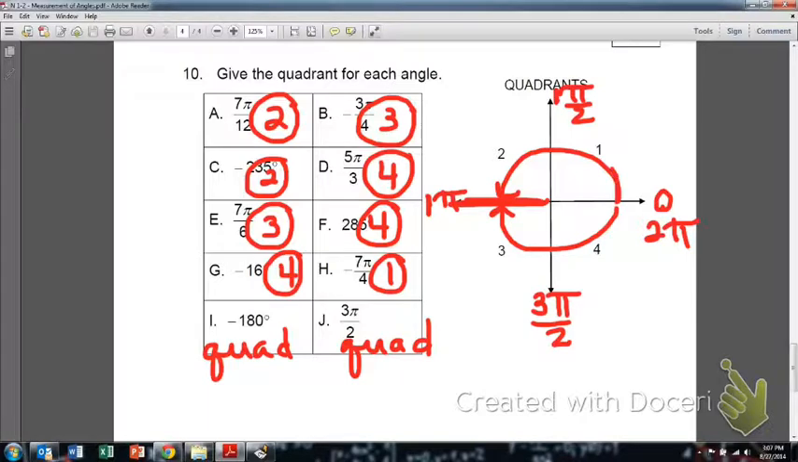Same thing happens with 3 pi over 2. 3 pi over 2 is this way. That is another quadrantal angle because you're on the y-axis here.